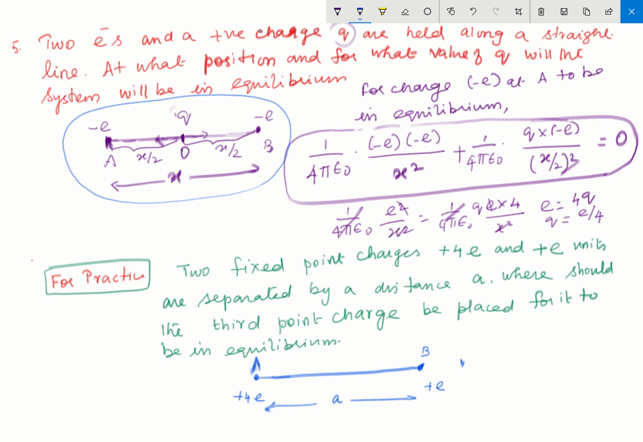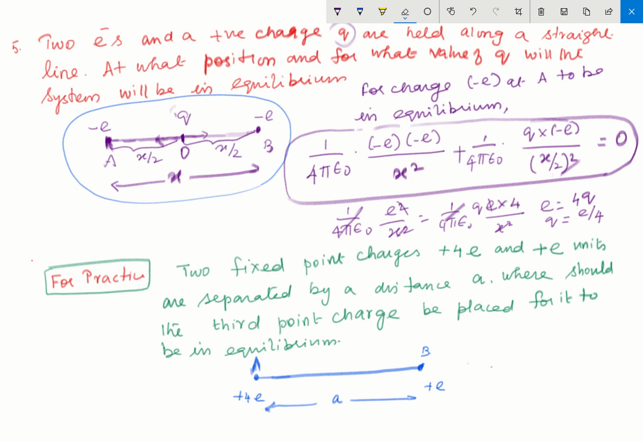If I am keeping it here, force on this due to A will be in this direction. The third point charge I am keeping as a positive charge plus Q. Where should a third point charge be placed? Therefore you have to take that as positive by default. Therefore when it is kept here, force due to A will be in this direction and force due to B will also be in this direction. Therefore net force is non-zero. It will experience a force towards the right. Therefore there is no chance for it to be in equilibrium. So that is also not possible.